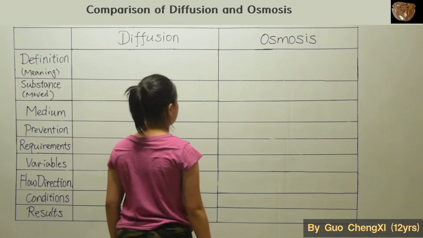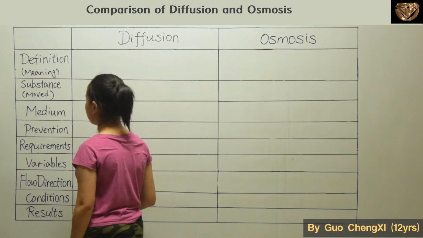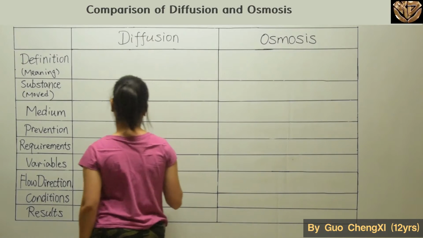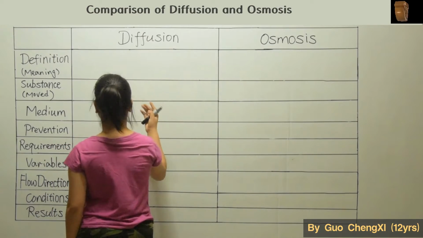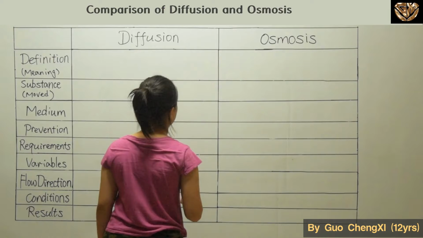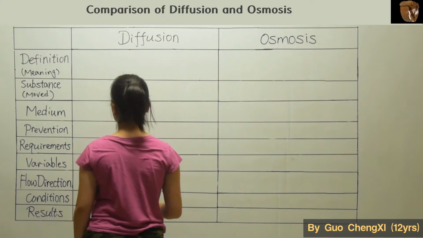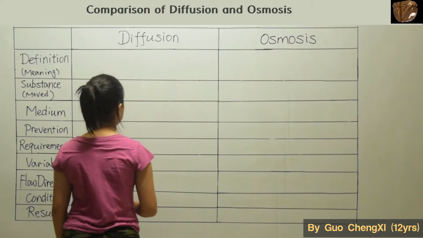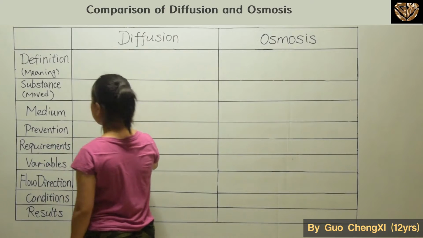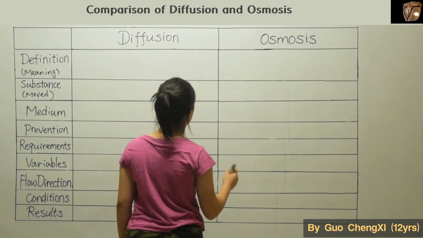comparing diffusion and osmosis. Over here we have a few things we're going to compare. The first one is the definition, or else known as the meaning, which is the process. Like, what is the process of diffusion or osmosis? The second one is the substance that moves during diffusion and osmosis. Is it a solute that moved or the solvent that moved? The third one is the medium, basically the space where the diffusion or osmosis happens. The next one is prevention: is it possible to stop or prevent diffusion or osmosis?